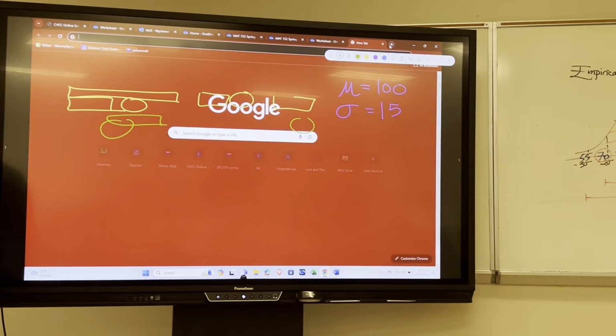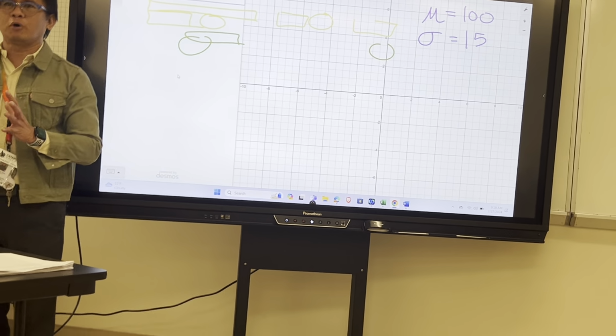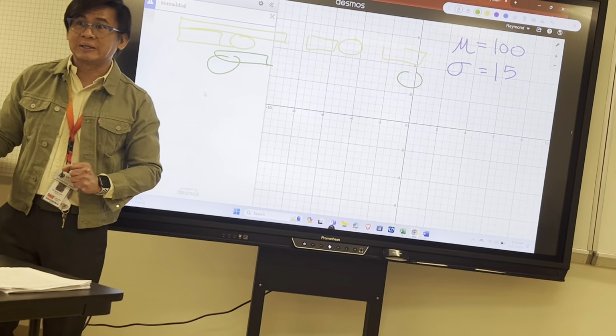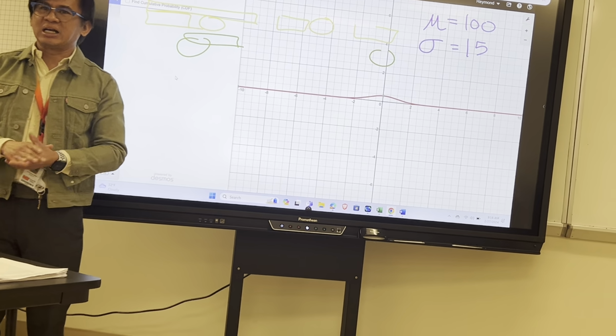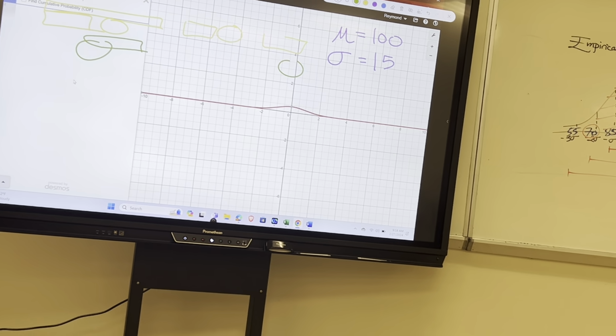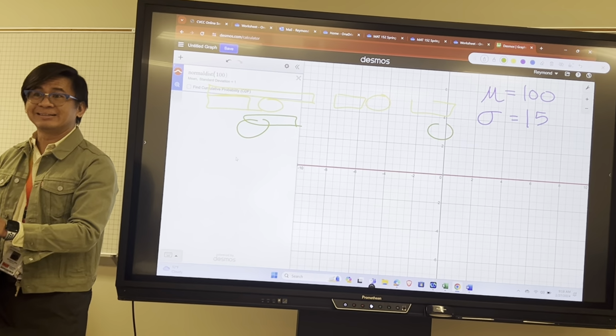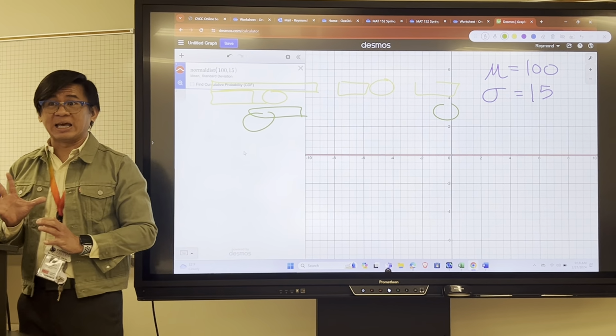We're going to go to our Desmos and plug it in here. We're going to put the following: normal dist, because we are assuming the distribution to be normal, or bell-shaped. Parenthesis, it's always going to ask for mu and sigma. So what's the mu? 100. And what's sigma? 15. Again, it's already given anyway.